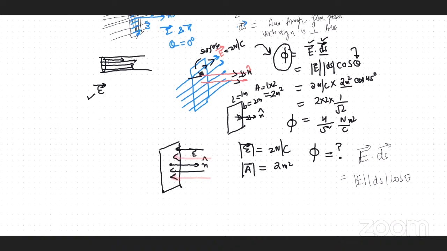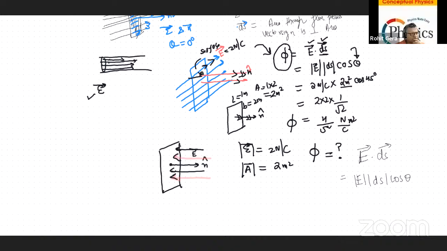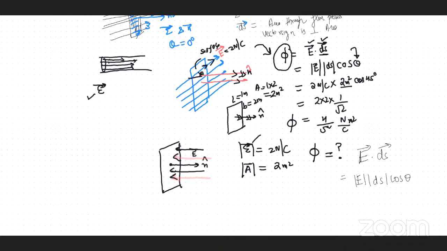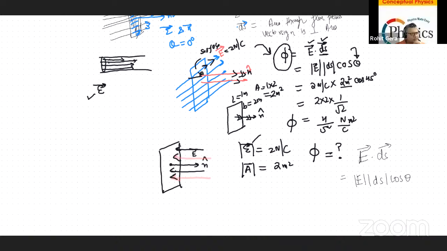The area is given, right? And electric field is also given. Right. And the diagram is also given.